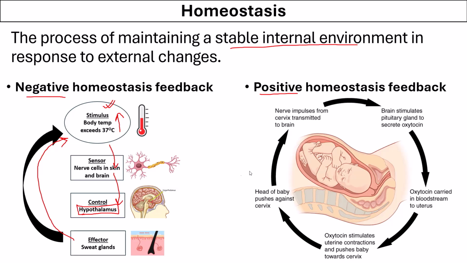For example, at the time of childbirth, when the head of a baby is pushed against the cervix, a signal is sent from the cervix to the brain that leads to the release of oxytocin hormone from the pituitary gland, and this oxytocin hormone then sends enough blood to the uterus and stimulates the contraction of the uterus, which overall makes it easier for the baby to push further and come out of the mother's body. And this cycle keeps on going unless the baby is delivered.